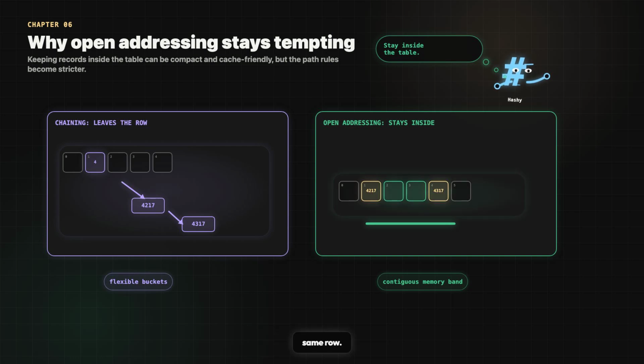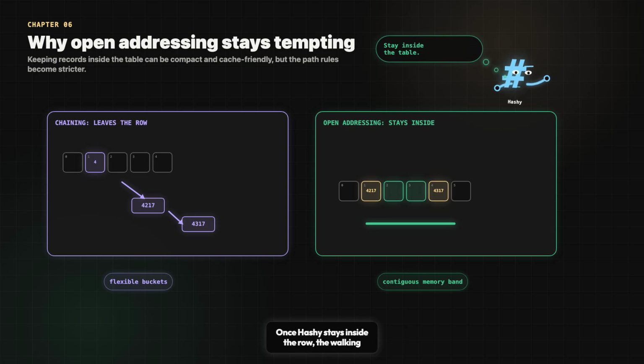But open addressing makes the path through the table part of correctness. Empty cells, occupied cells, and deleted cells all mean something. Insert and search must follow the same route, or a record can become unreachable even though it is still in the table. So this is the trade. Chaining buys flexibility by leaving the row. Open addressing buys compactness by staying inside it.